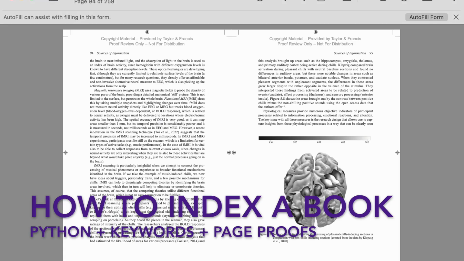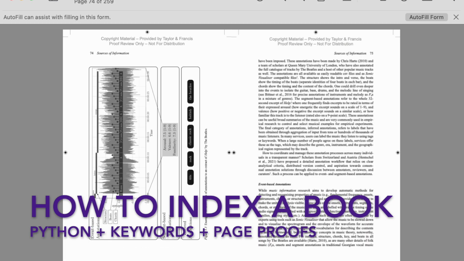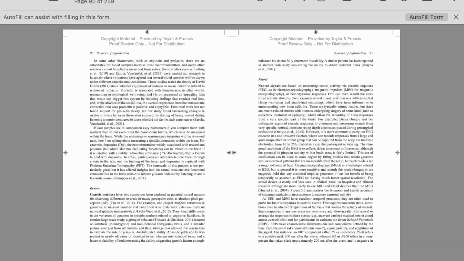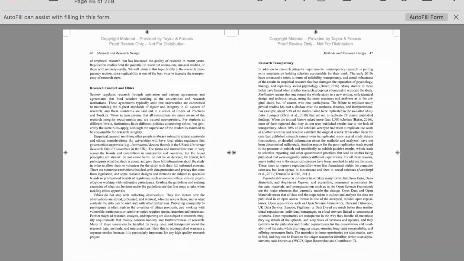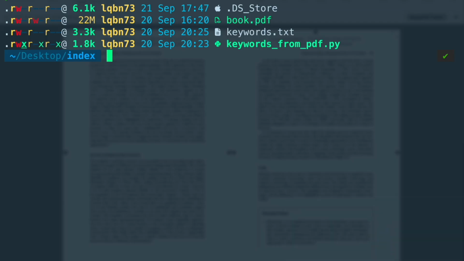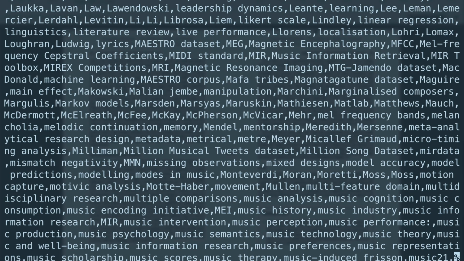Here's a neat trick I used when I had to create an index for my latest book on music and science. I didn't want to rely on large language models, as that would have required uploading the copyrighted content to their services. I had already annotated the key terms during writing, and these keywords are stored in a keywords text file, which looks like this.